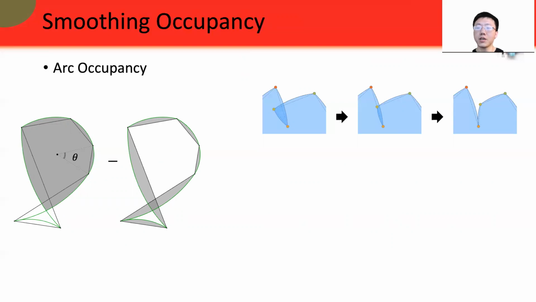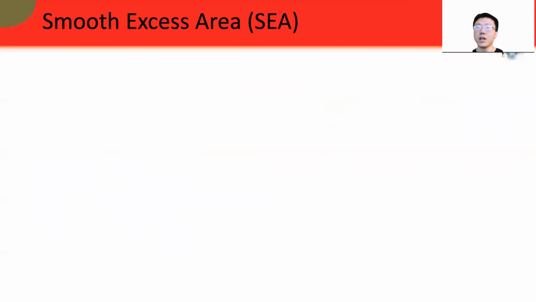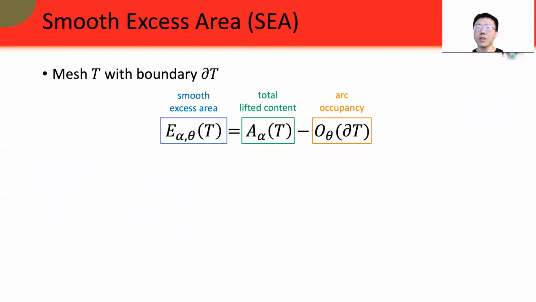Here, the theta angle also plays a role of controlling the smoothness of the energy. When theta is 0, it's the same as occupancy, because the arcs become straight edges. As theta increases, the energy gets smoother. Finally, we define our energy, the smooth excess area, as the difference between the two smooth terms, the total lifted content and the arc occupancy. The energy is controlled by two parameters, alpha and theta.